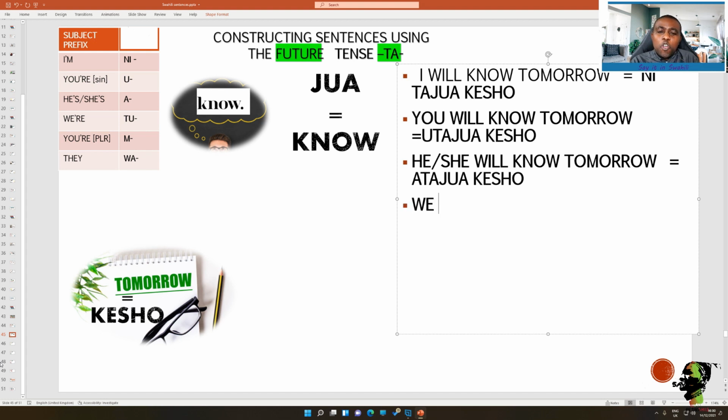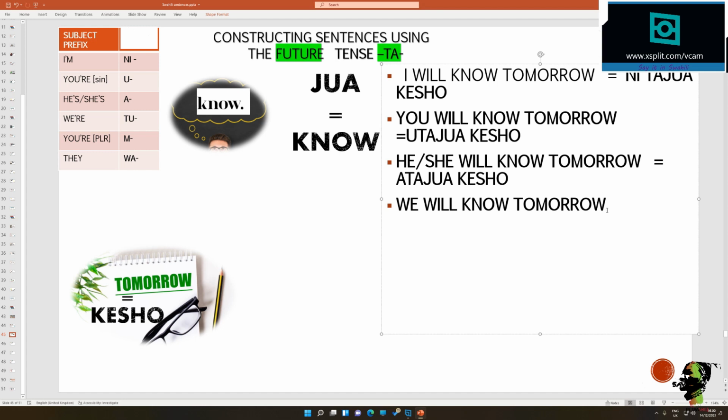What about we will know tomorrow? Good sentences. I can hear them coming through quite nicely. We will know tomorrow. Go for it. I'm waiting for your answer. We will know tomorrow.